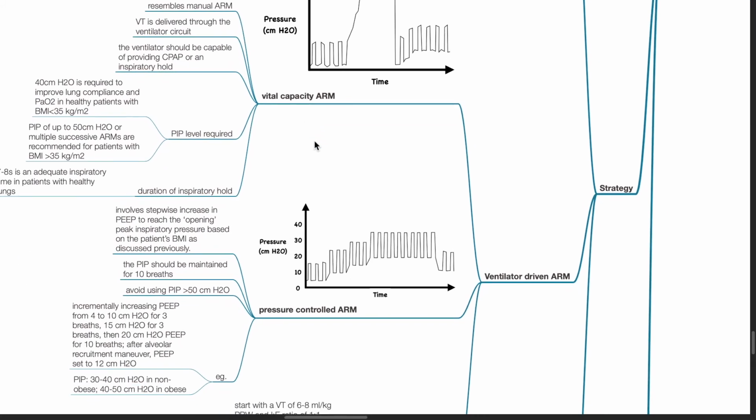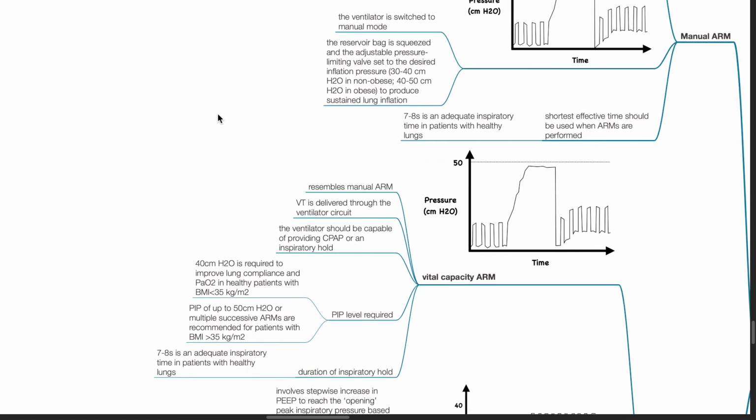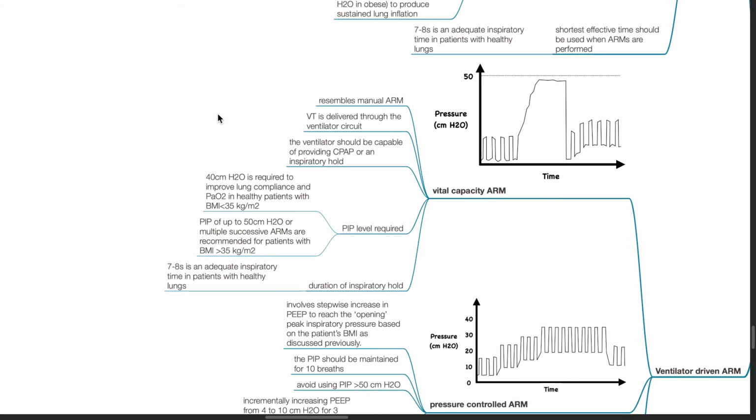Examples of ventilator-driven ARMs. The vital capacity ARM resembles manual ARM. Tidal volume is delivered through the ventilator circuit. The ventilator should be capable of providing CPAP or an inspiratory hold. The PIP level required is 40 cmH2O in healthy patients with BMI of less than 35 and 50 cmH2O for patients with a BMI of more than 35 kg per meter square. Multiple successive ARMs may be required for obese patients. A 7 to 8 second duration of inspiratory hold is adequate in patients with healthy lungs.